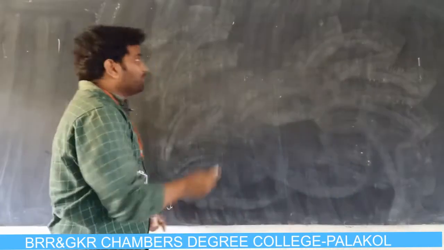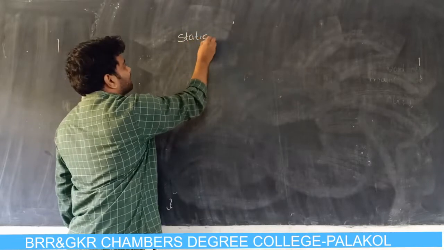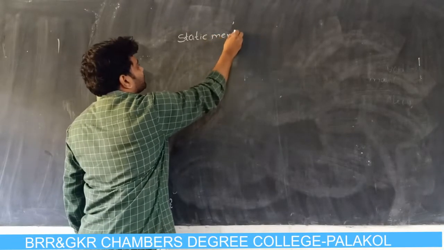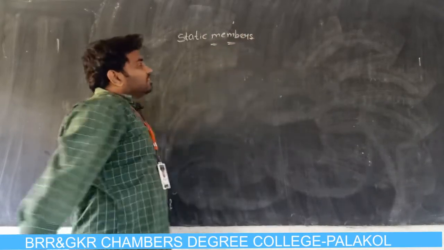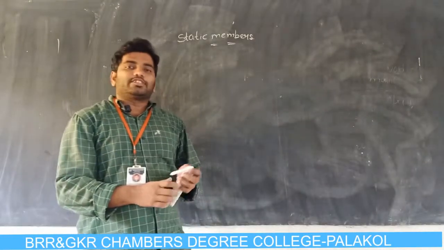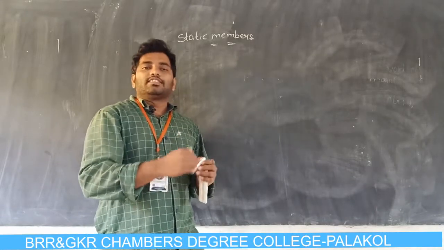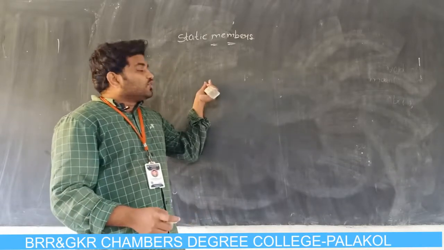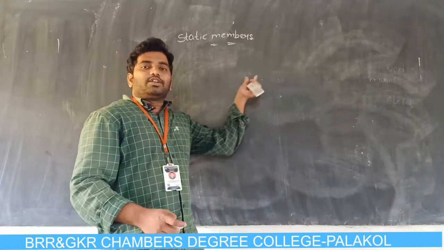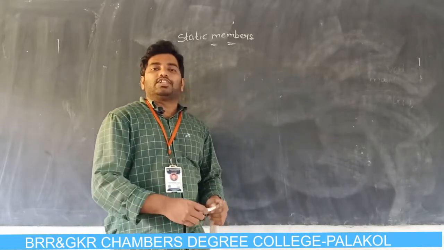Next one, static members. The class has two sections. The first section declares the variables, and the second section declares the methods. The variables and methods used this way are nothing but instance variables and instance methods.